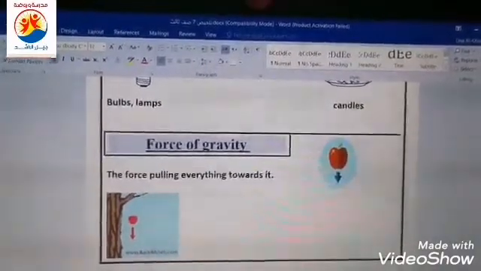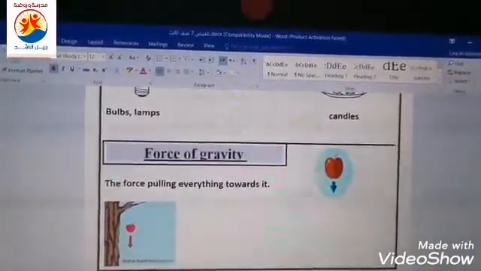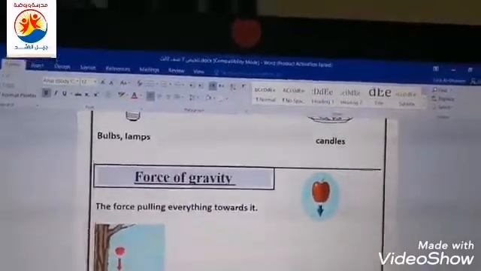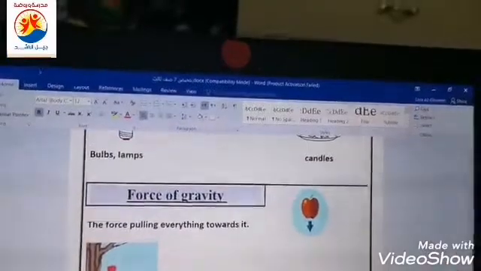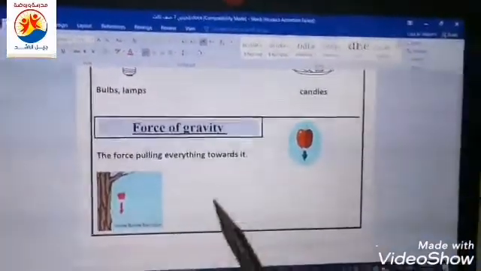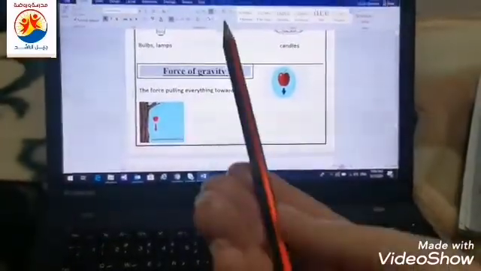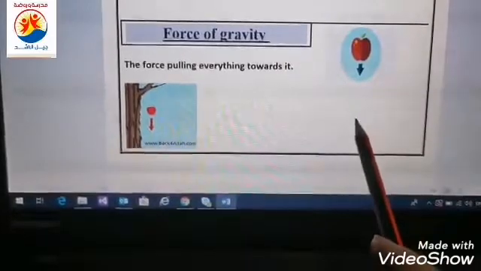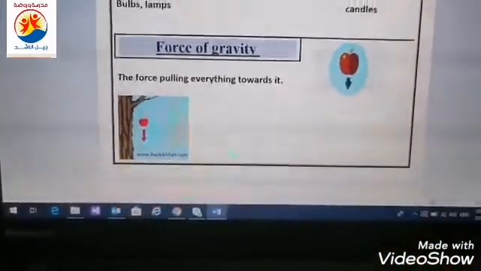There is a very interesting type of force in nature. What happens when you throw an apple or a stone in the air? Okay, like this. For example, the pencil. It goes back down. This is what? Force of gravity. When it comes back down, this is the force of gravity.